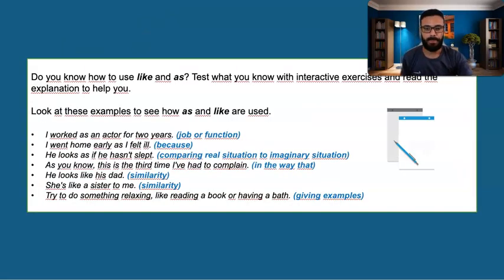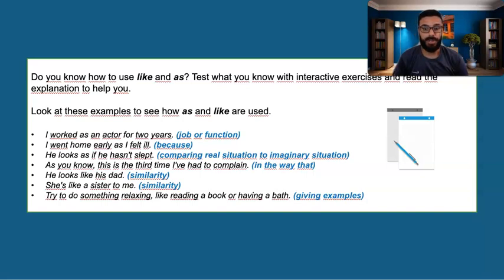Well, let's take a look at these examples, right? So that you have a previous idea, I will introduce some sentences using both words, as and like. Take a look at the examples. I worked as an actor for 2 years. In this sentence, the word as means job or function. What I used it to do, all right? My job, the function that I used it to play.